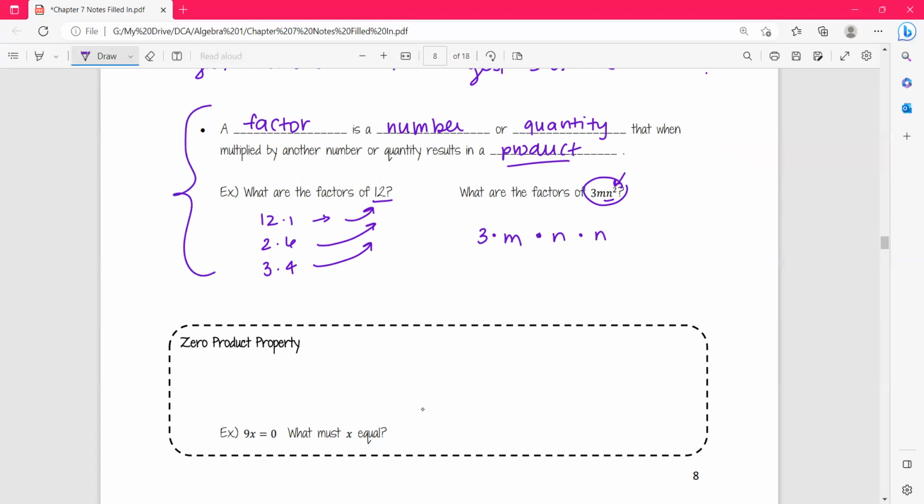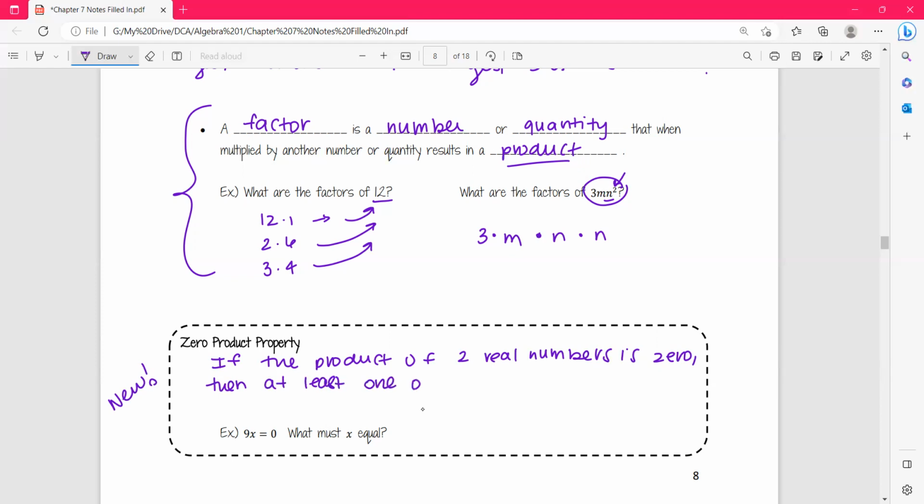This property is brand new and really important. It's called the zero product property. And it says, and we can all write this down, if the product of two real numbers is 0, then at least one of the factors must be 0.